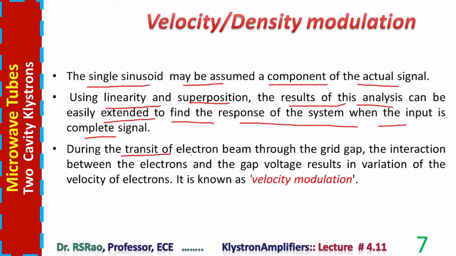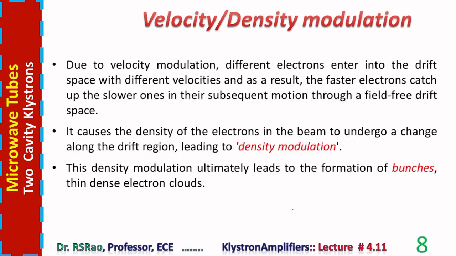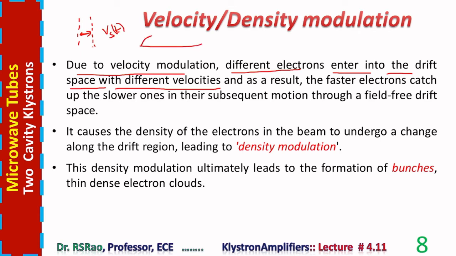During the transit of the electron beam through the grid gap, the interaction between electrons and gap voltage results in the variation of the velocity of the electrons. This is known as velocity modulation. Due to velocity modulation, different electrons enter into the drift space with different velocities. This is the grid. Across the grid, a voltage appears, that is VS(t). We assumed the input as a single sinusoid. A single sinusoid means for some time it is positive, for some time it is negative.